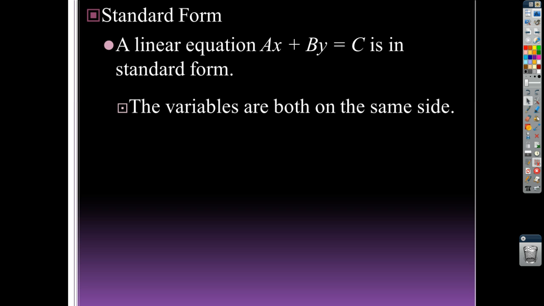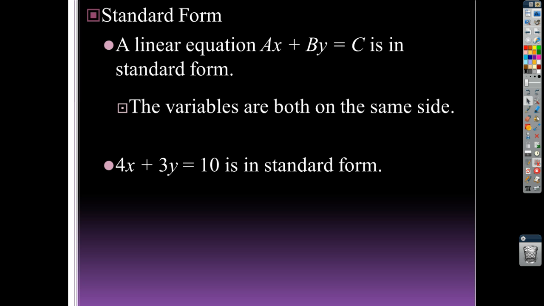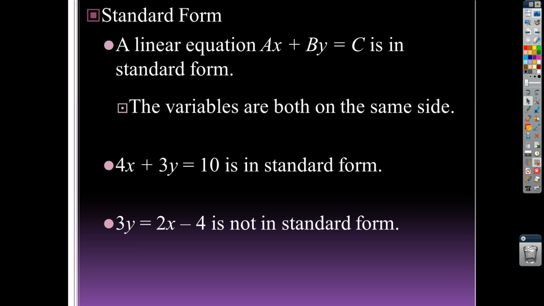What does it look like? We put both variables on the same side, right? x and y, both on the same side. So something that looks like 4x plus 3y is equal to 10. All right, integers, a is positive 4. Variables are on the same side. Standard form. 3y equals 2x minus 4, variables on both sides, is not in standard form.